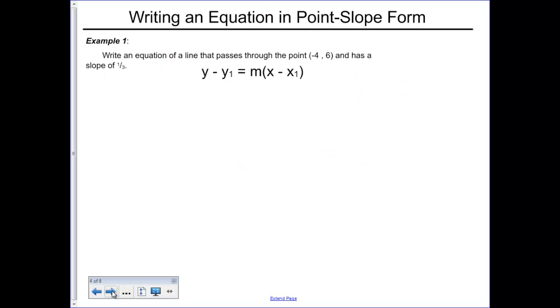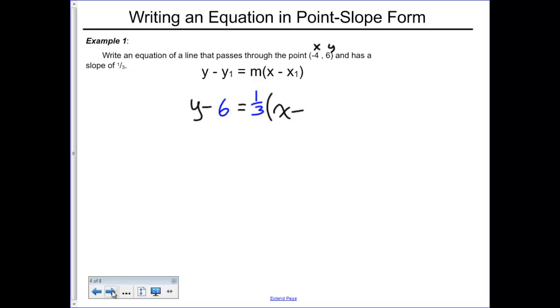Example 1. Write an equation of a line that passes through the point negative 4, 6 and has a slope of 1/3. In place of m, all we got to do is substitute a 1/3. Let me put an equal sign here. This is x, this is y. In place of y, we put a 6.